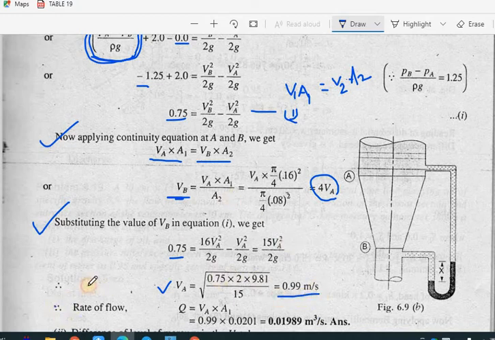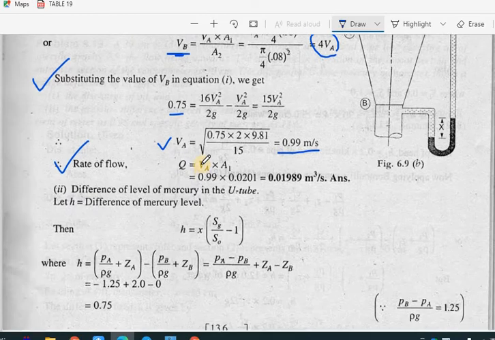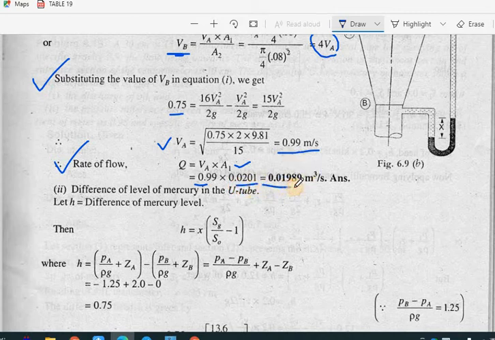So the rate of flow will be equal at all the points. If you consider section A, it will be what? VA into A1. So VA into A1 will be what? 0.99 into A1. A1 is coming out to be 0.0201. So the final value of discharge is coming out to be 0.01989 meter cube per second.